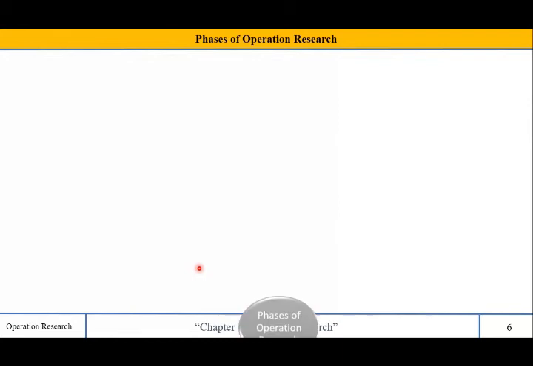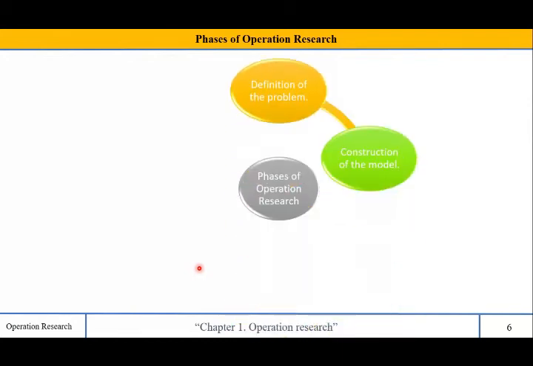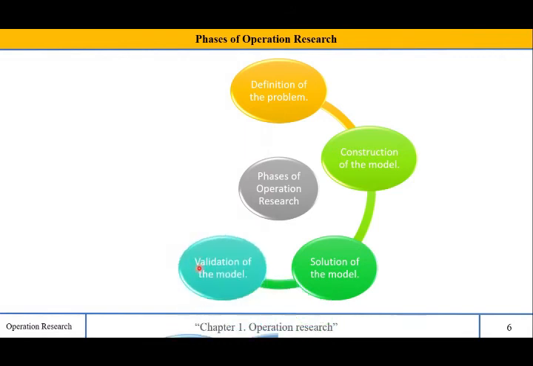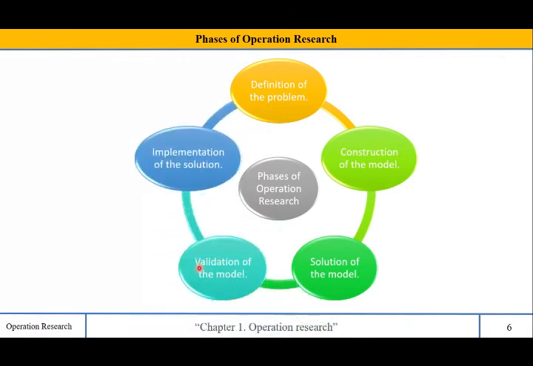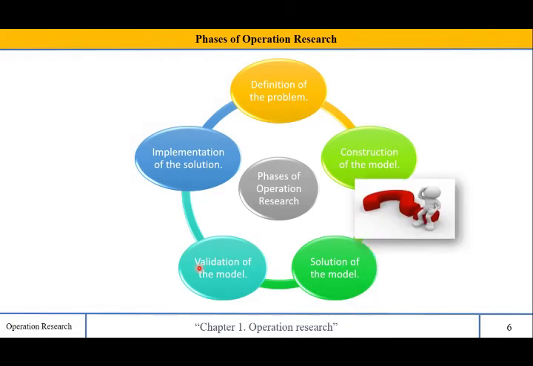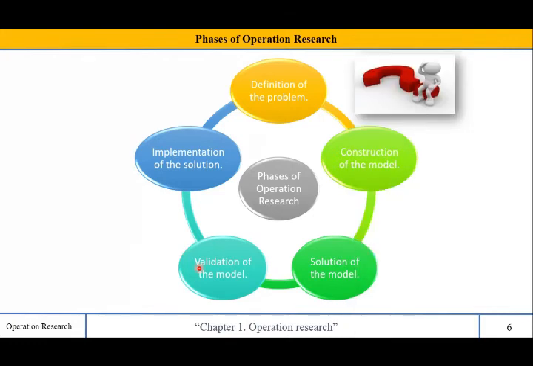Now, phases of operational research. It includes definition of the problem, construction of the model, solution of the model, validation of the model, and implementation of the solution. So let's talk about the first, definition of a problem. Whenever we want to find a certain thing, the first most important part is to understand what the problem is. So first, you have to define the problem.